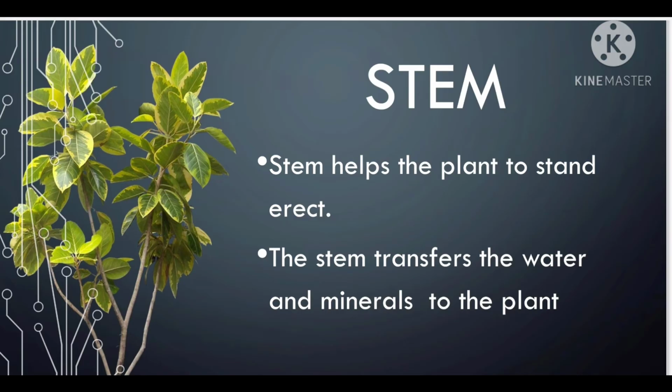Next is the shoot system. The part of the plant which grows above the ground, as I told you before also, is known as the shoot system. And the stem is the main part of the shoot system. Stem helps the plant to stand erect. Stem also transfers water and minerals to the plant. Stem is the connection between the root and the other parts of the plant. Thirdly, stem exposes branches, leaves, and flowers to sunlight. It supports the plant.